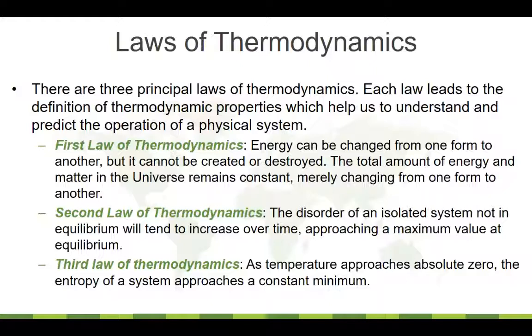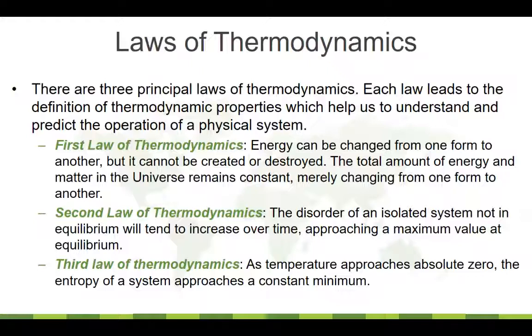So, the first law of thermodynamics states energy can be changed from one form to another, but it cannot be created or destroyed. So this is the law of energy conservation. The total amount of energy in the universe, and matter for that matter, remains constant, merely changing from one form to another.